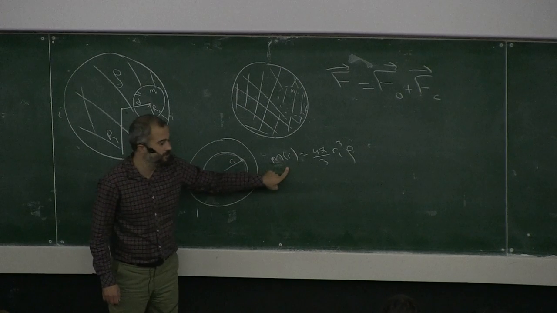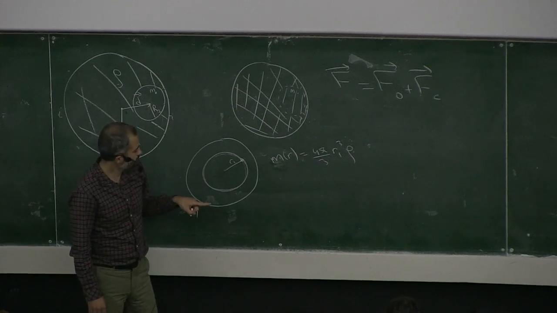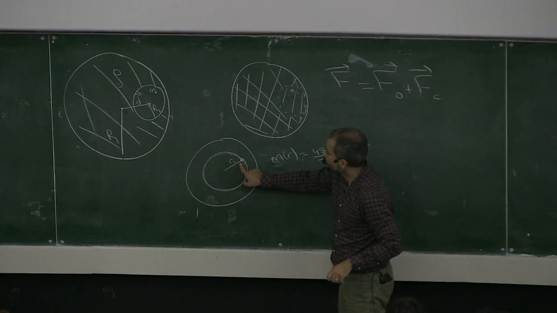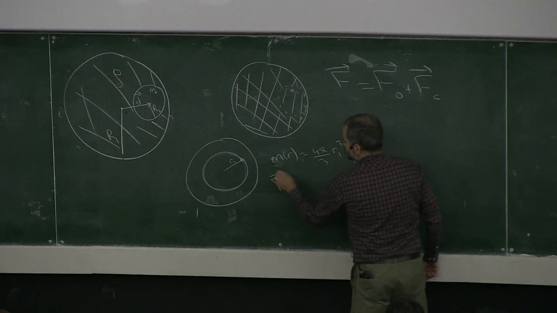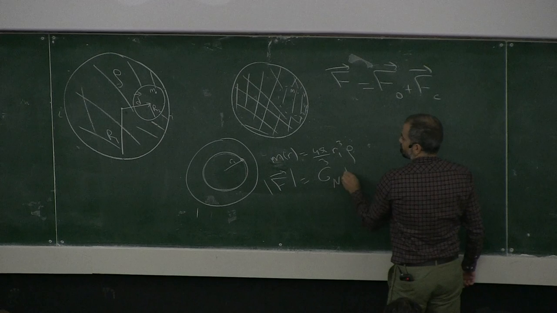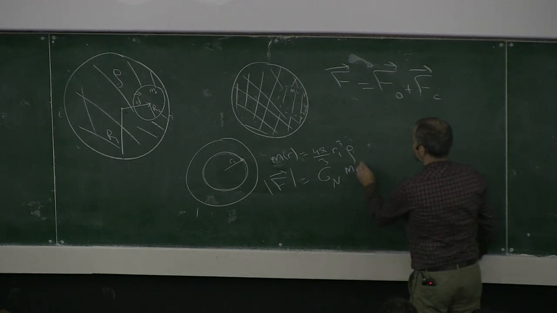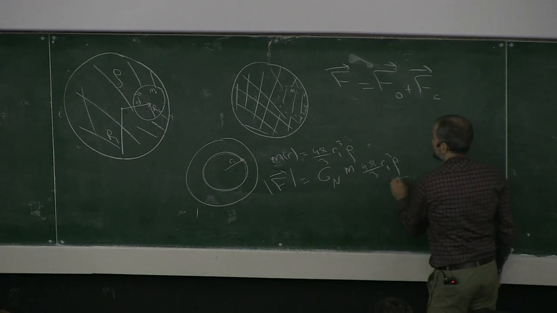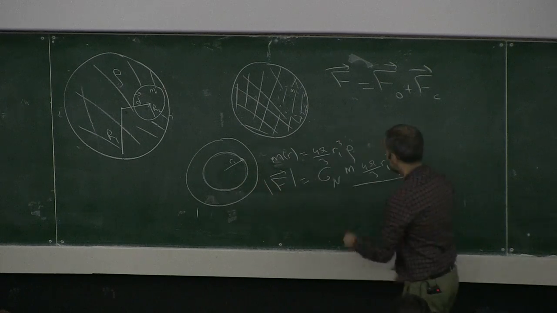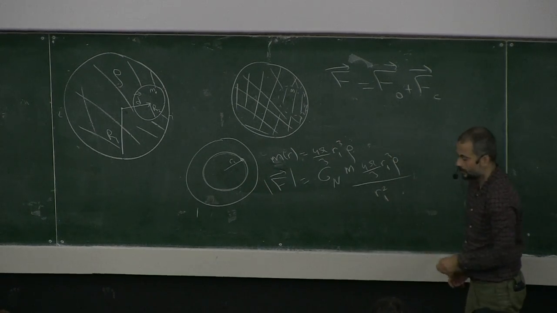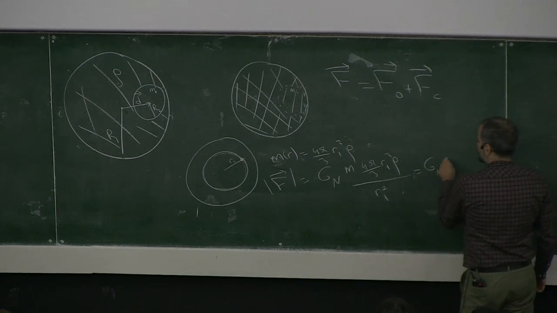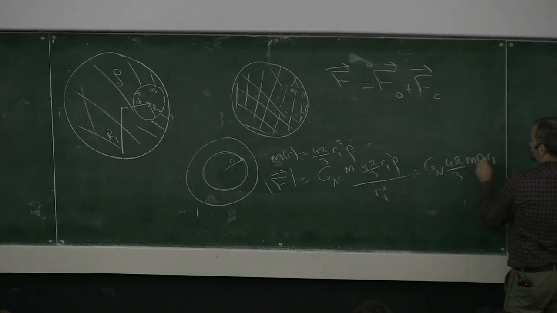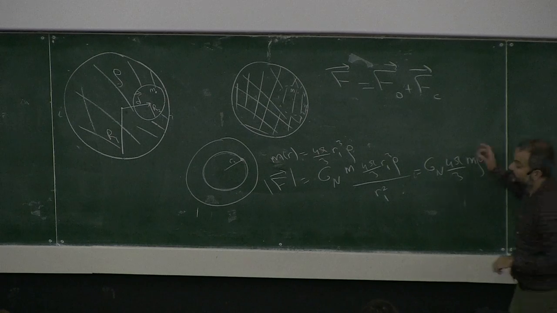All of this mass is given by the volume times the density. So the force due to this one will be, in magnitude, Newton's constant, the mass that I put over there, this mass, 4 pi over 3 R1 cubed rho, divided by the distance from the center squared, R1 squared. This is equal to G_N 4 pi over 3 m rho R1. This is the force. Its direction?